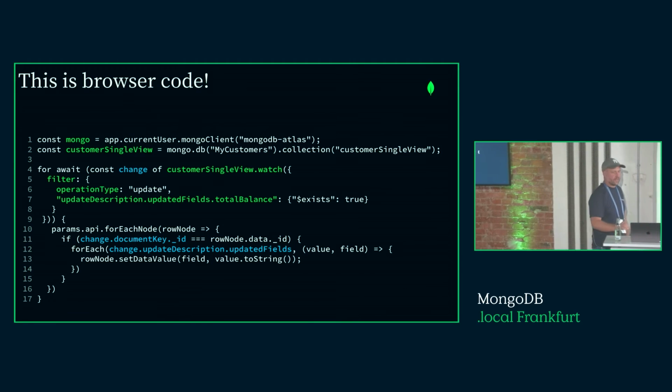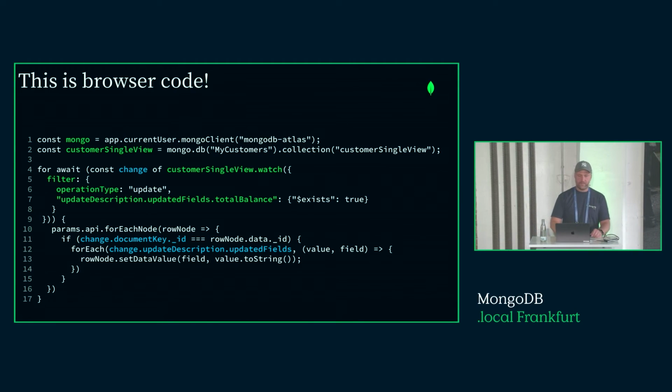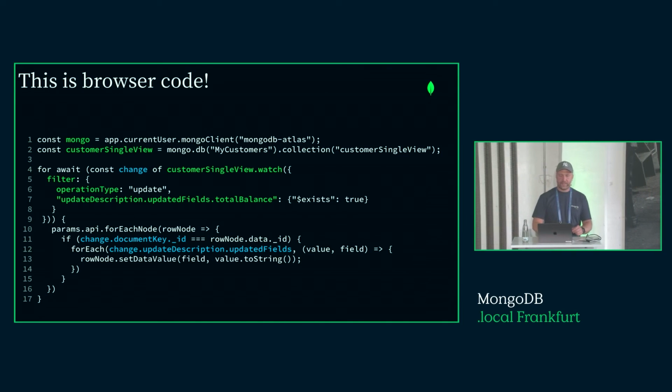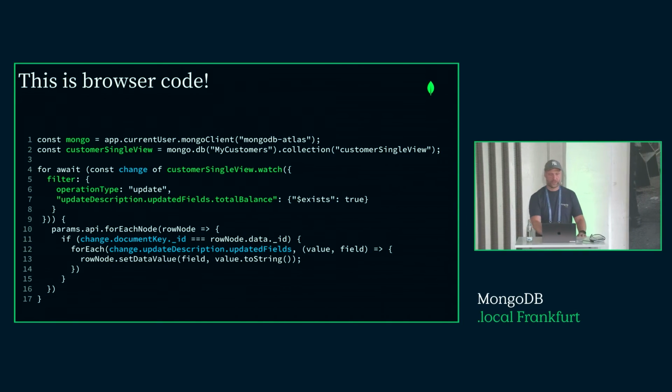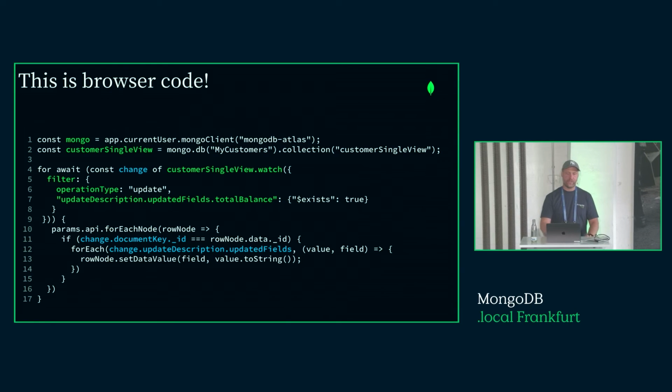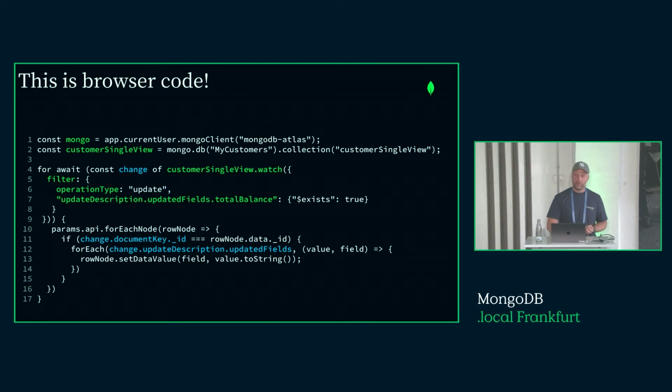This is MongoDB change streams, but this is actually running browser code here. So what we get here from our Web SDK, in my React app, I get the logged in user, I get a Mongo client instance. And then I attach to my customer single view collection, and then I get this iterator here on line 4. For every change in this collection, watch this collection here, filter, I only want to see update events. And I only want to see in the update events if they have the total balance field updated.